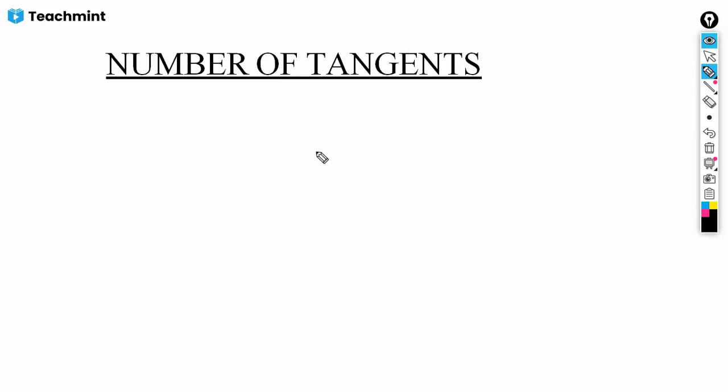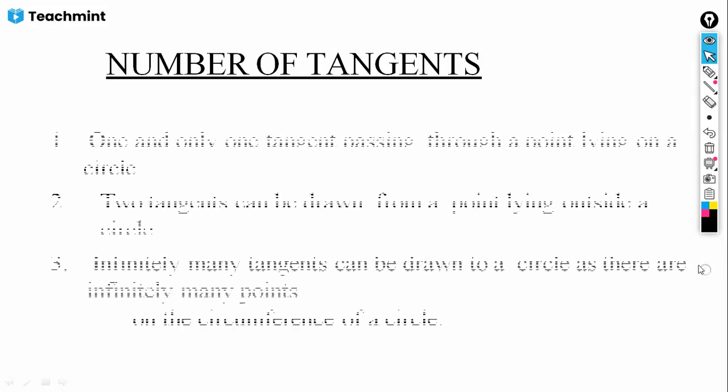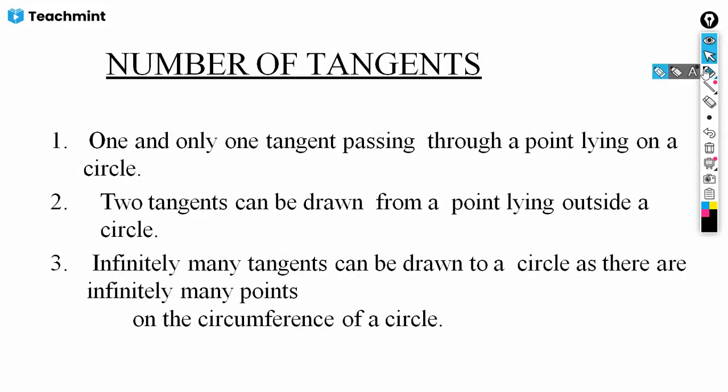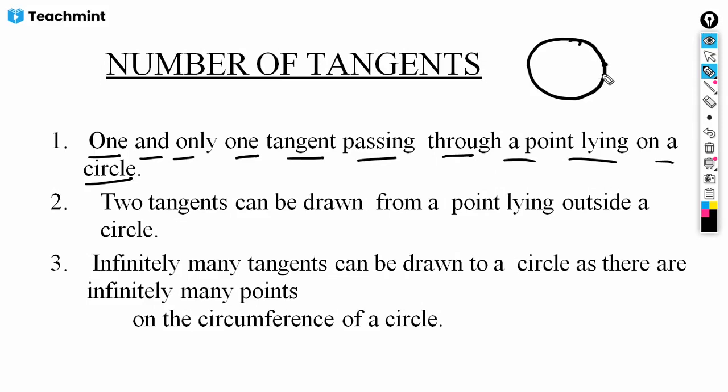That's what we are going to see, and you should be concentrated. It has been asked many times. Here it starts. One and only one tangent passing through a point lying on a circle. It means one tangent can be drawn to a point. On a circle, at one point, you can see my words, what I'm using here.